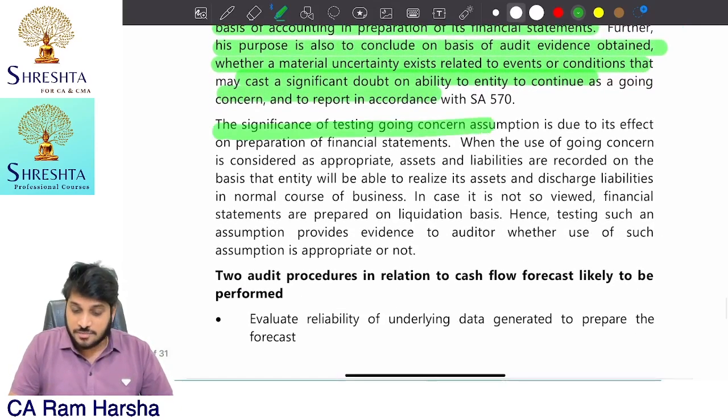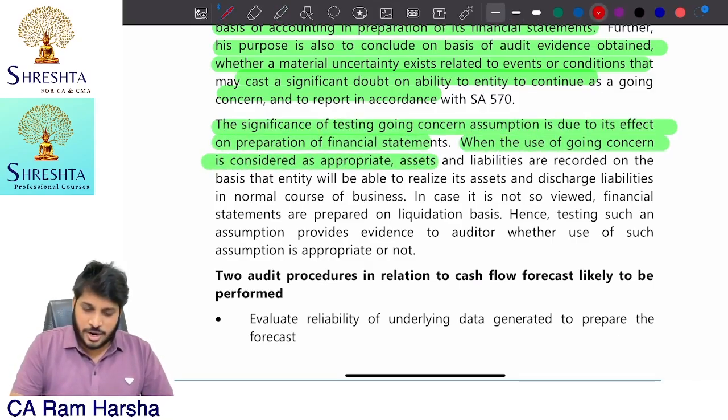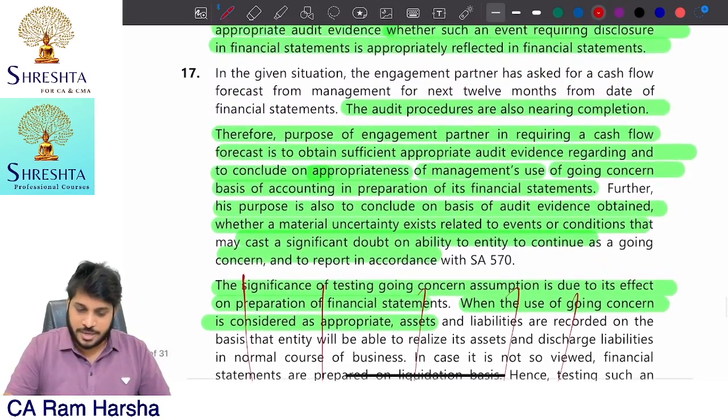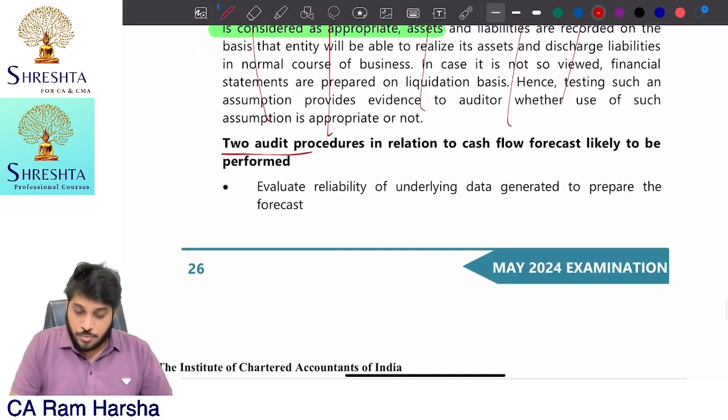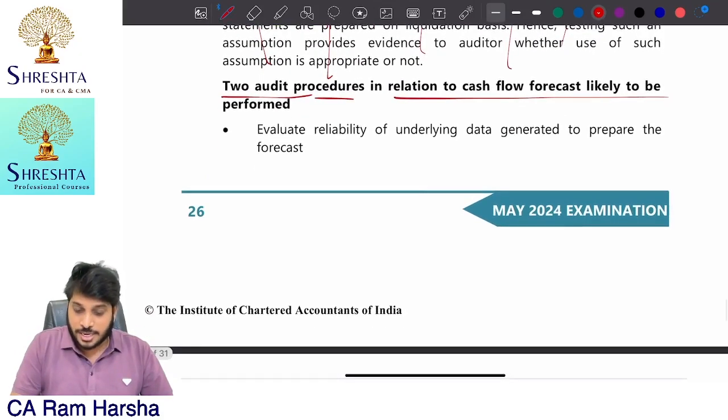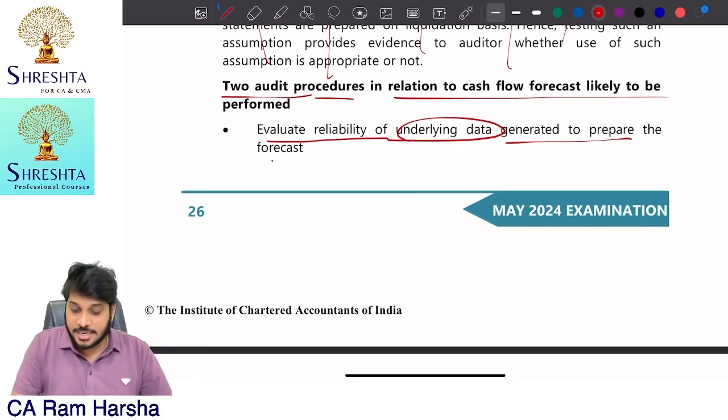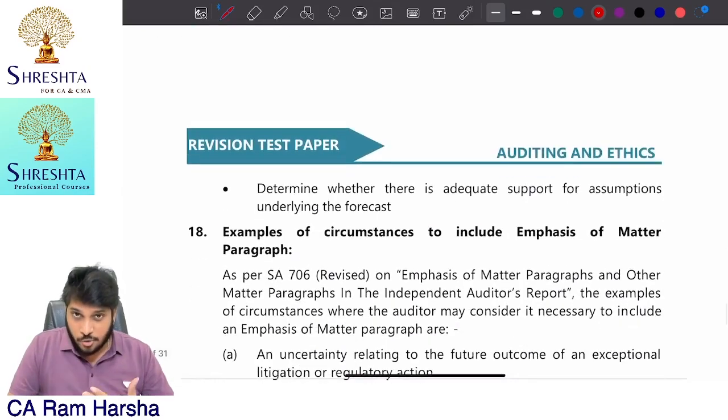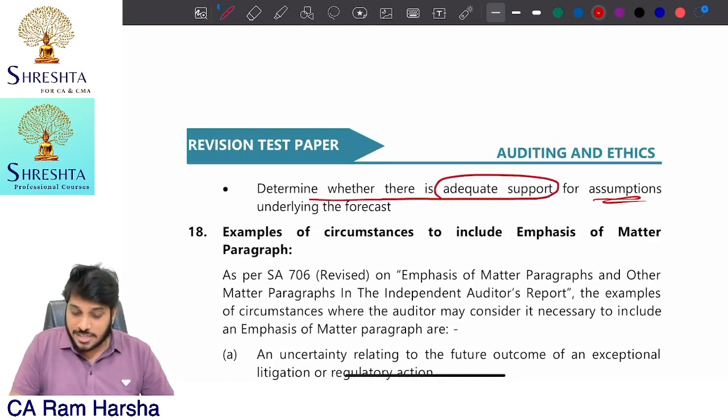The significance of testing of going concern is due to its effect on preparation. This point is not required to write in the exam. The first 2 paragraphs are very good. And 2 audit procedures in relation to cash flow forecast: evaluate reliability of underlying data generated to prepare the forecast. Now, generally a forecast is based on assumptions. Determine whether there is support for the assumptions underlying, whether the assumptions are reasonable or not.